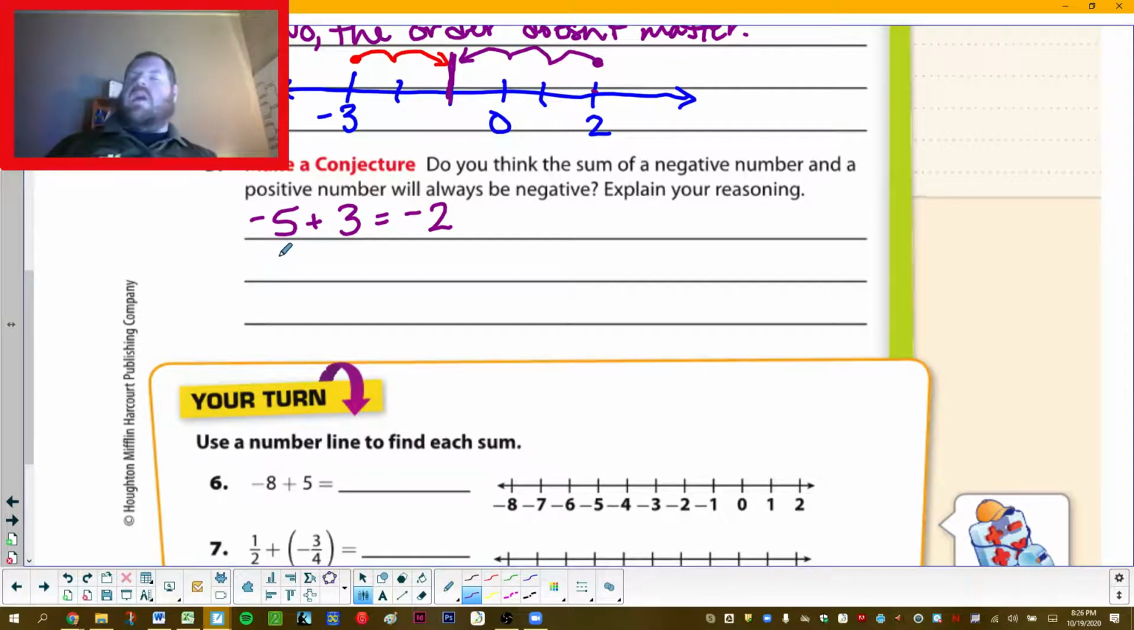Well, hopefully you can. Switch where the negative is, but leave the numbers the same. I'm going to say 5 plus negative 3. That equals positive 2. Okay? So, no. The short answer is no.